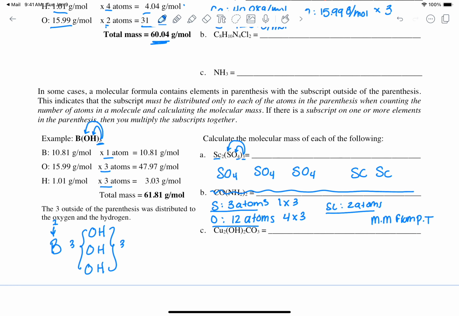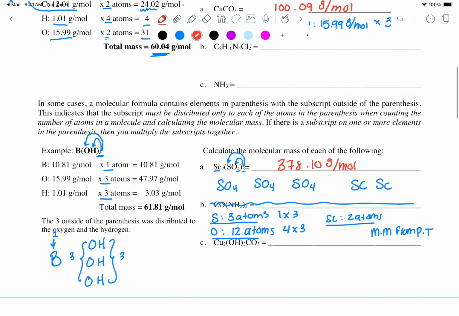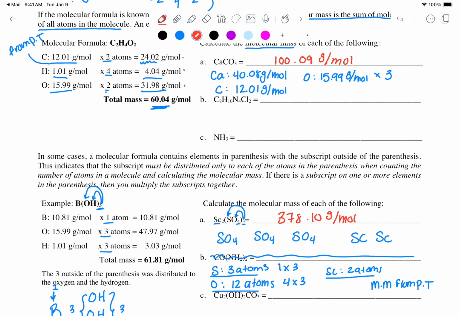Okay, and you should get a molar mass of 378.10 grams per mole. Now, another way to check yourself when you're doing these problems on your own, when you're just practicing, you can always consult the internet to see if you got the value correct. The internet can always be your help in that way.